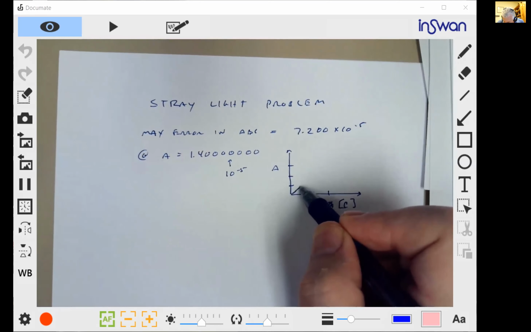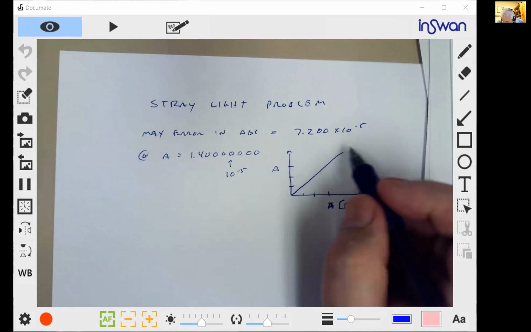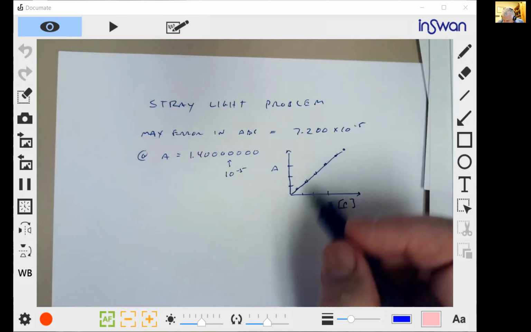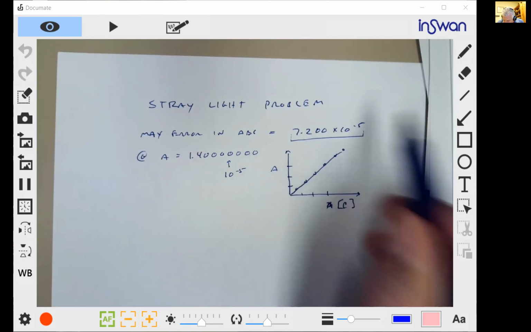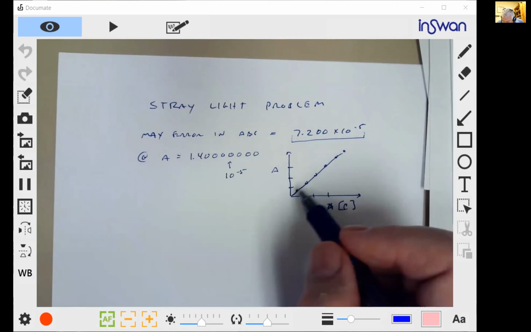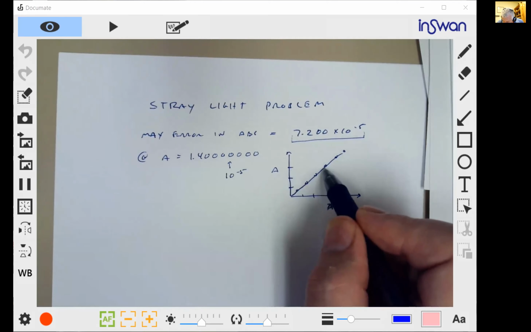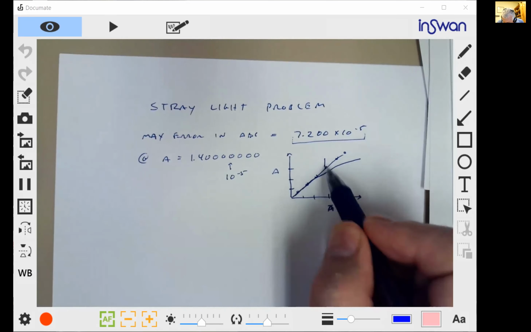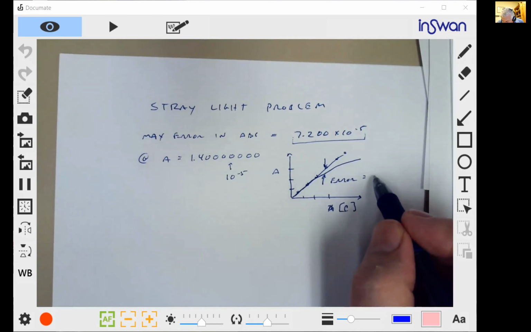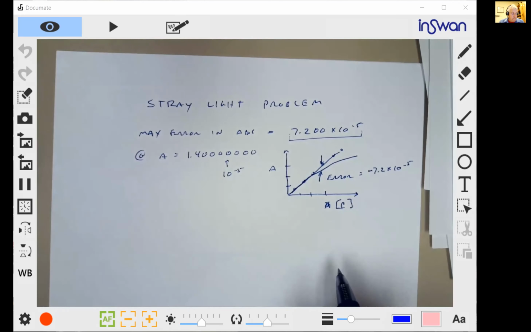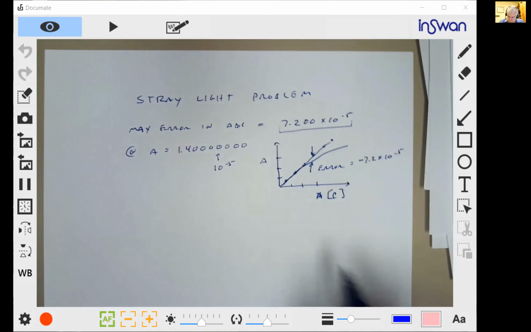Normally what we would expect is for there to be a straight line relating these two quantities, right? And what we're stipulating is the maximum error of 7.2 times 10 to the minus 5. So let's say that at 1.4, right out here, there's going to be some negative error, and the magnitude of that negative error is equal to, say, minus 7.2 times 10 to the minus 5, right?